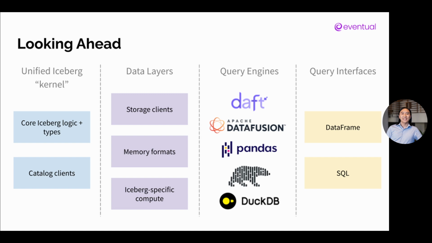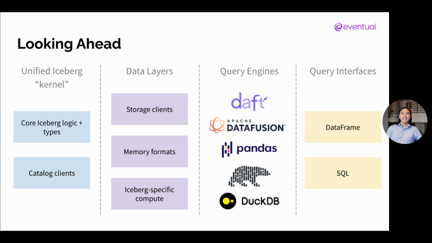So taking a step back from that, this is what the Iceberg ecosystem could look like, divided into 4 general sections. The first one is the unified Iceberg kernel, which includes the core Iceberg logic that I was talking about, as well as the types, as well as the catalog clients. The second layer above that is the data layers, including storage clients, so reading and writing data to your storage providers, memory formats, such as Arrow or Daft's own memory format, as well as Iceberg-specific compute. And those are things that you can either choose to use or choose to implement yourself.